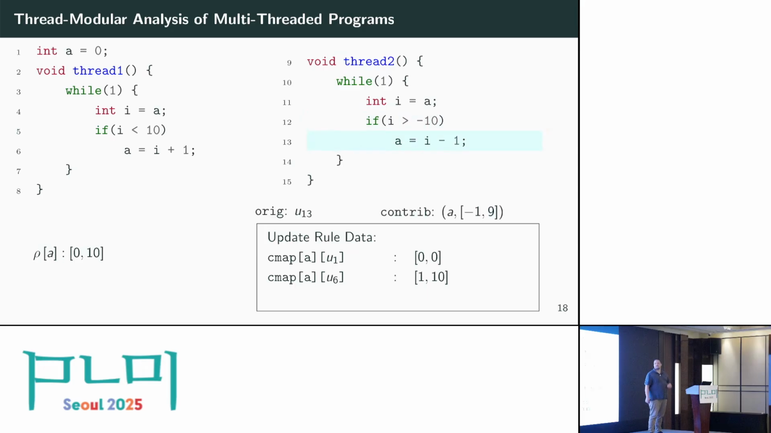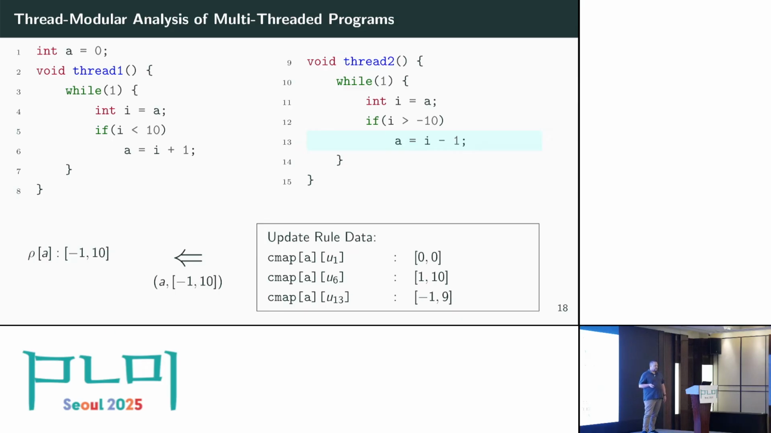We find that here the contribution from this origin U13 to A is between -1 and 9. Now this is an entry that we don't have in our map yet, so we add it. We compute the new value as the join of all of the things. We have an update to this global A, and A has changed, so we reevaluate the loop once more.